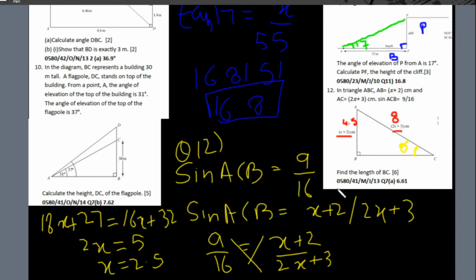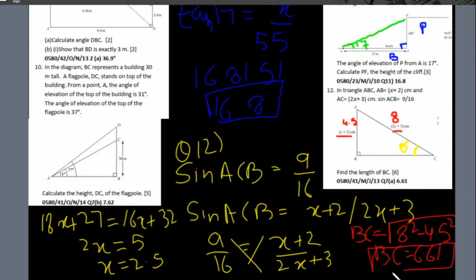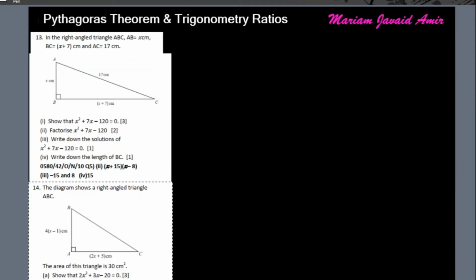So now I need the length of BC. I'll apply Pythagoras theorem. Square root of 8 squared minus 4.5 squared. Okay, so the square root of 8 squared minus 4.5 squared gives me 6.61, rounded off. Question number 13.